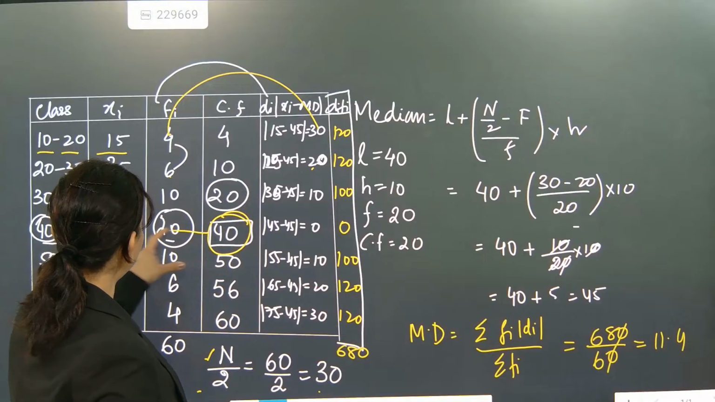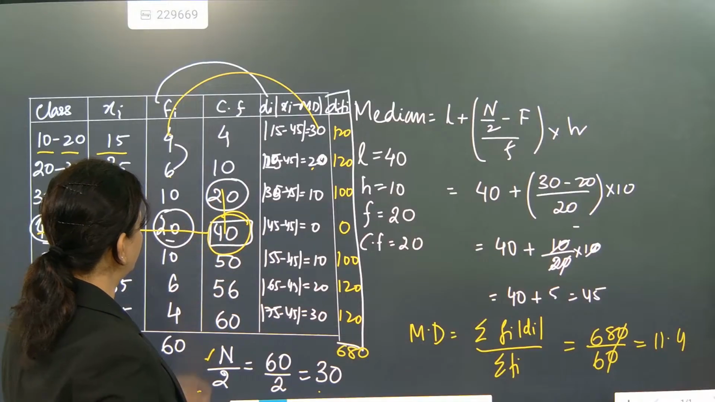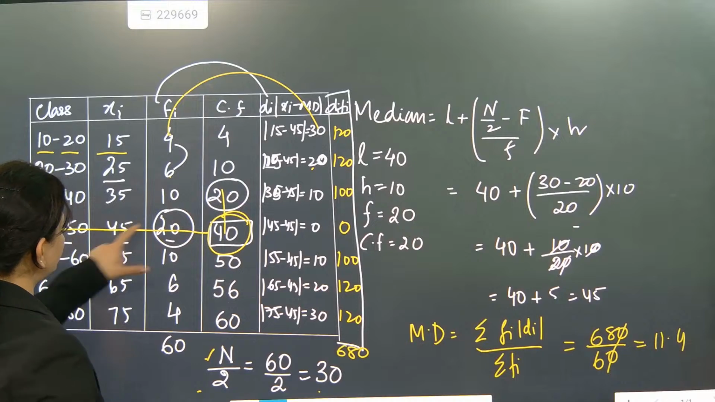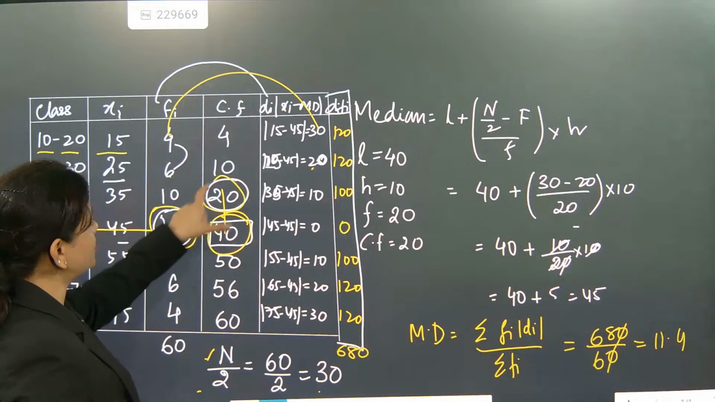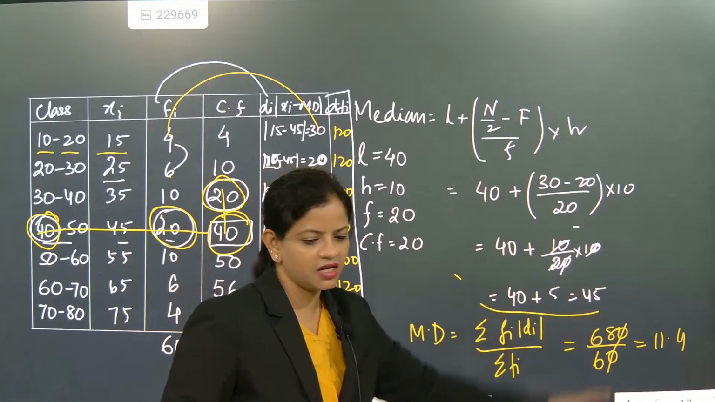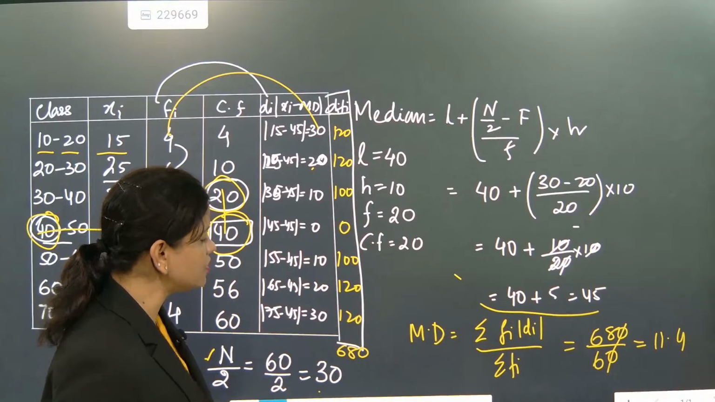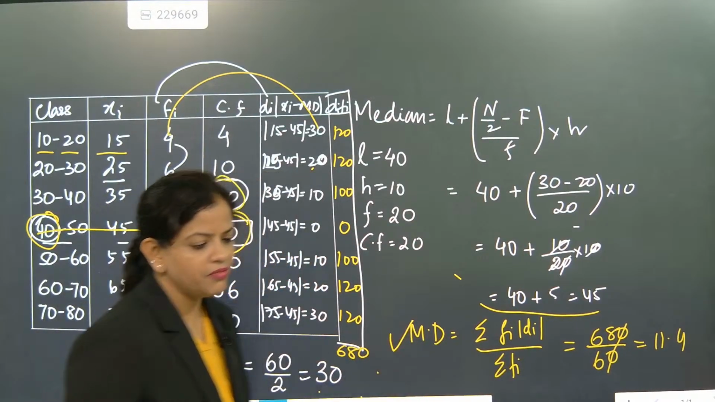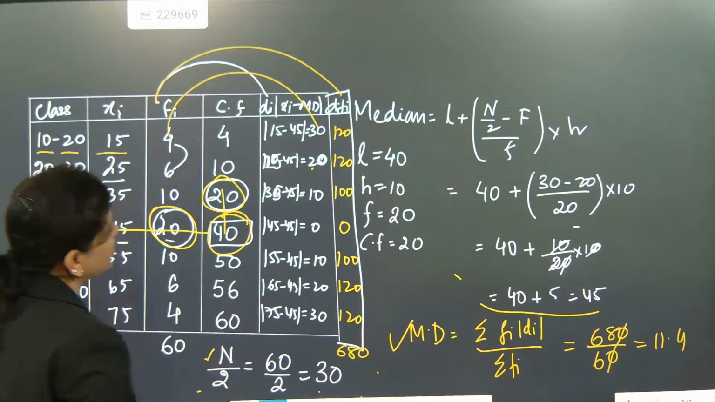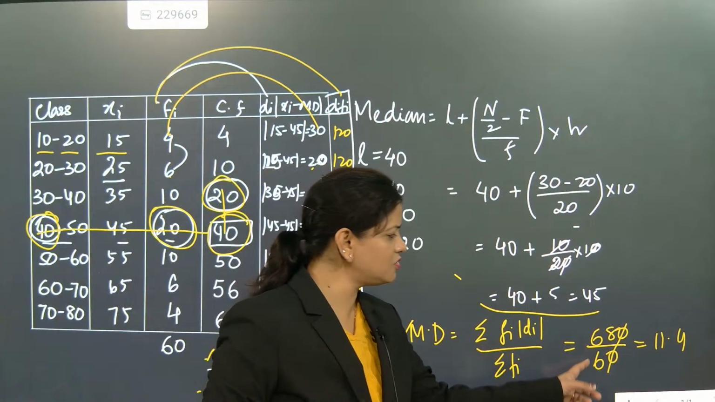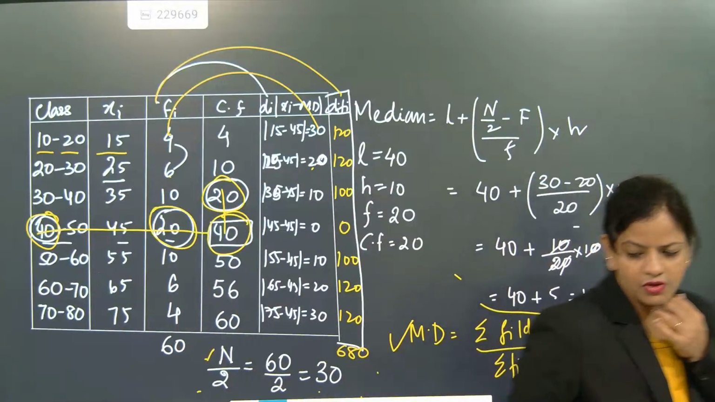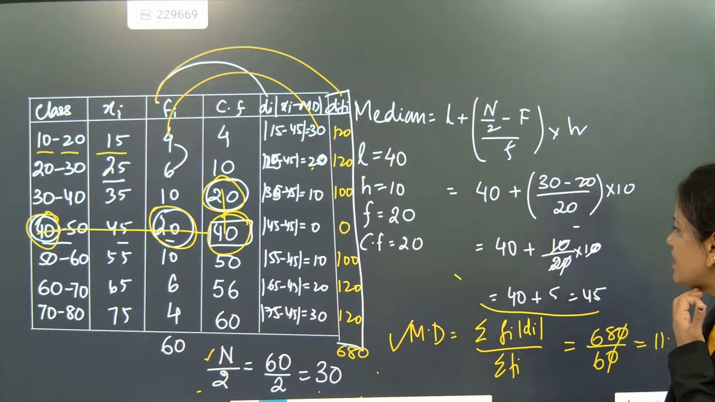So now 40, we are going to check here. Lower limit is coming as 40, frequency, cumulative frequency coming. Then we are going to write the values and we got the median. After getting the median, next work is what we do? Mean deviation. Mean deviation is Fi and Di, deviation multiplied with frequency, summation of that divided by 60. Only this much work you have to do to find the mean deviation.